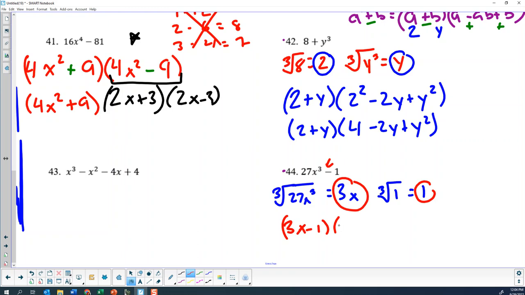Square the first term. 3x times 3x is 9x squared. Multiply these. 1 times 3x is 3x. Square the last term. 1 times 1 is 1.